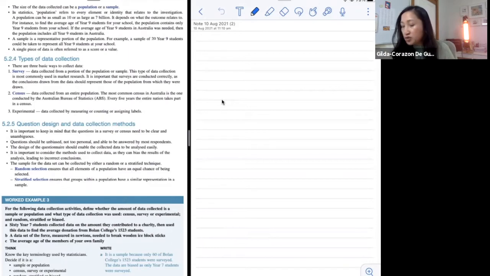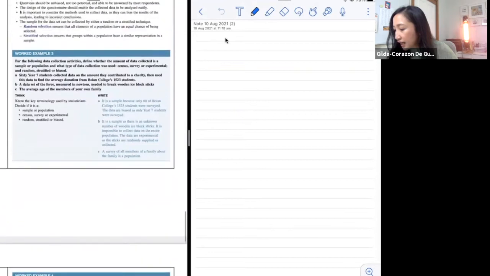Also, when you survey, sometimes the question that you have does not require that everyone does it, right? But it would just be a sample of the whole population. For the following data collection activities, define whether the amount of data collected is a sample or population and what type of data collection was used. Is it census, is it survey, or is it experimental and random, stratified, or biased?